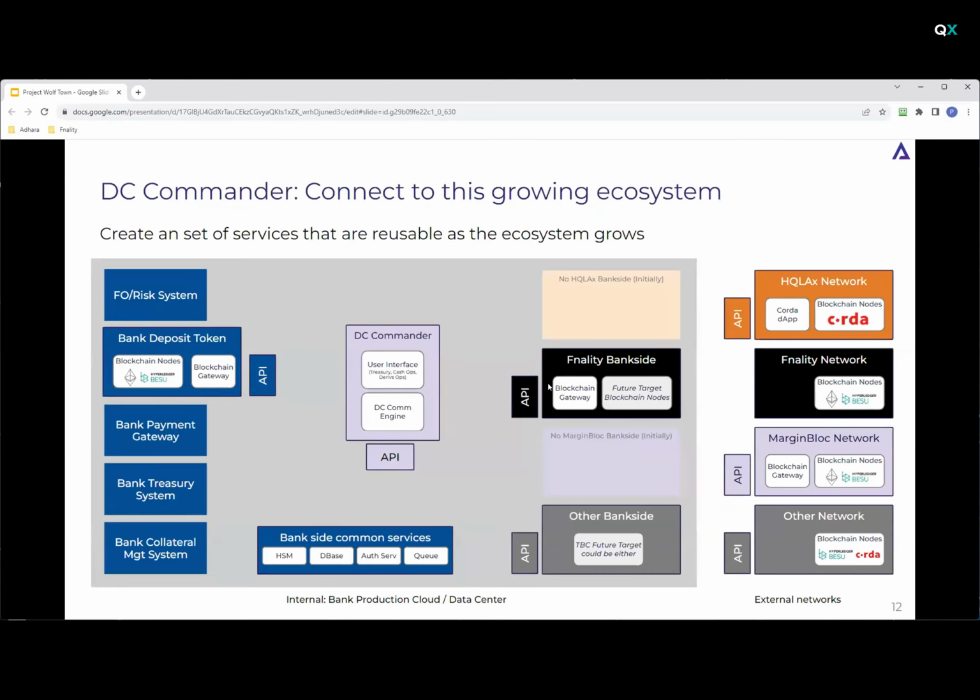This is the slide I wanted to get to. So basically, DC Commander sits internally in a bank, can connect to their deposit token solutions, can connect to their front office risk systems, their payment gateways, their treasury systems, the collateral management systems. It utilizes all of the bank side services, and then connects through to these new platforms, HQLX, Finality, Margin Block, other networks, typically through APIs. Some are hosted outside of the bank, some of the components are hosted inside the bank. But this is typically what banks are looking for, to try and join up and start to leverage or start to use some of these new platforms.